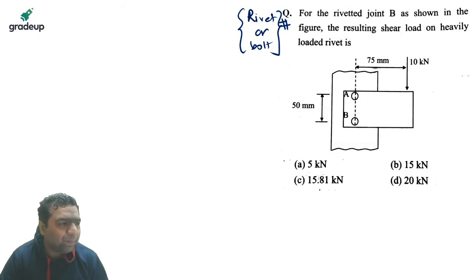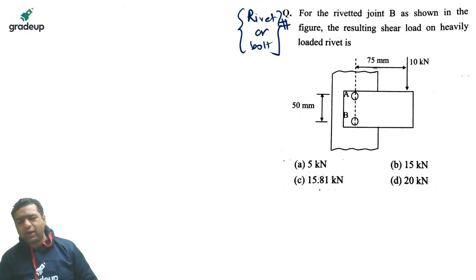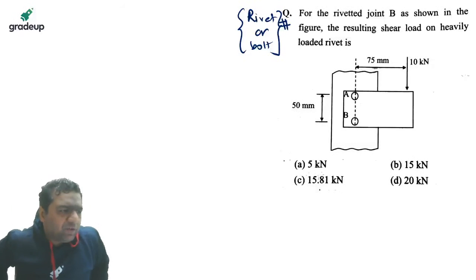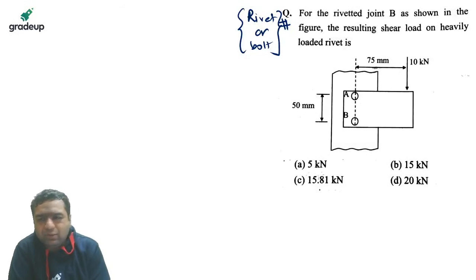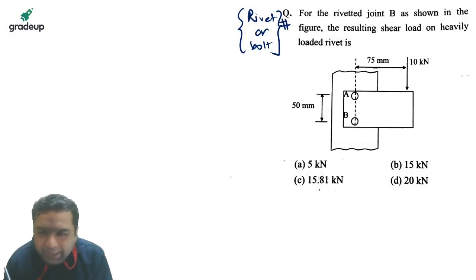Very good TPM. Your answer is correct. Solve this question now. In this question, both the rivets are critically loaded rivets. So the answer will be same for both the rivets. So find out the answer. What is the answer for this? Very good, Praful. Your answer is correct. So the answer you are saying is C.